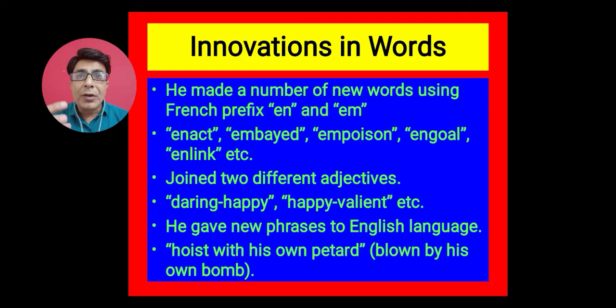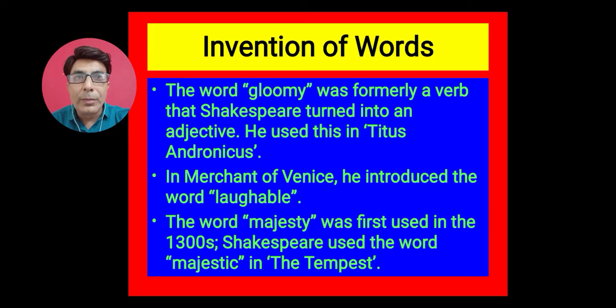Not only this, he sometimes joined two adjectives together. This is also an innovation. Like daring is one adjective, happy is another adjective, but he made compound adjectives: daring-happy, valiant, and all such compound adjectives. He also gave some new phrases to the English language. Say for example, hoist with his own petard. Hoist with his own petard has become a very popular idiom or phrase in our English language, which means blown by his own bomb.